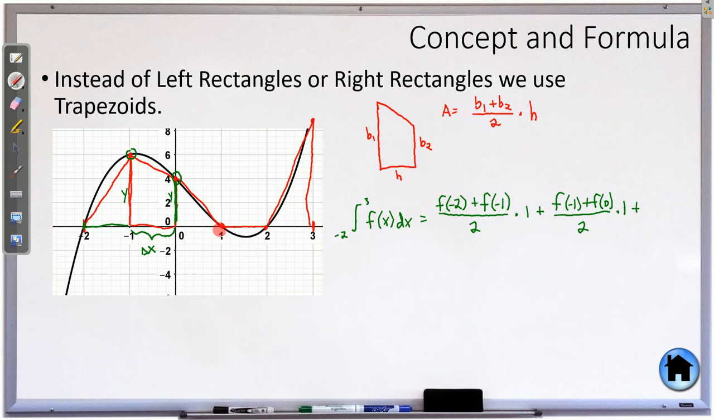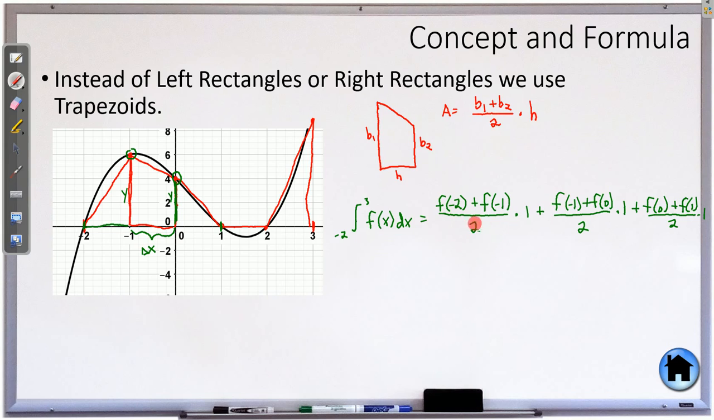plus the next one, the first height is f at 0 plus the second height is here, f at 1 divided by 2 times the height. So it's a little tedious here. You can see I'm writing a lot. So we want to take a look at how could I simplify this, because I'm not even done yet. I have to keep going.